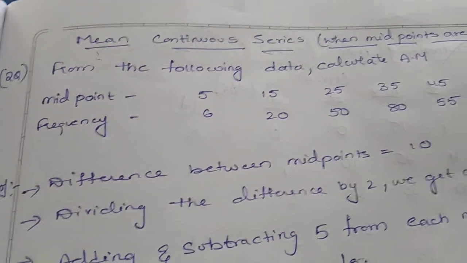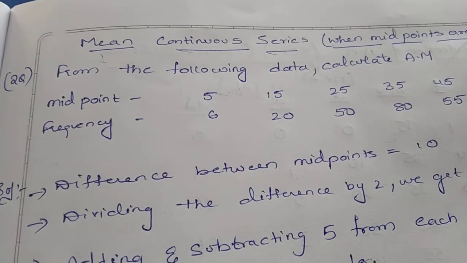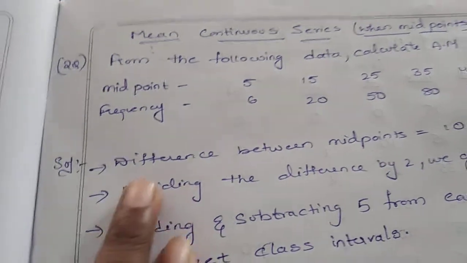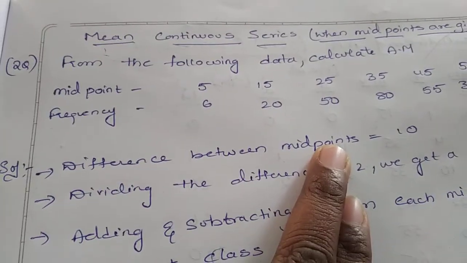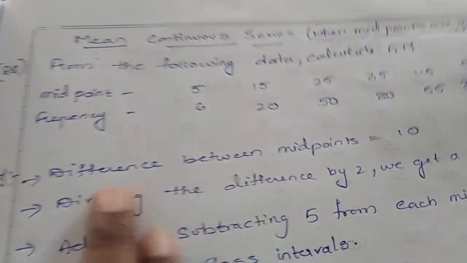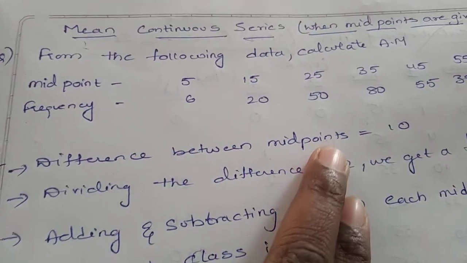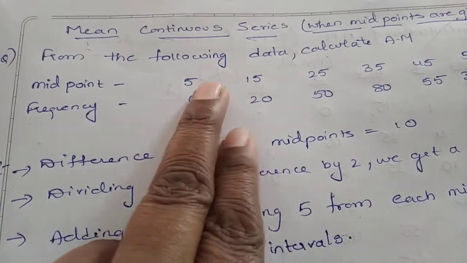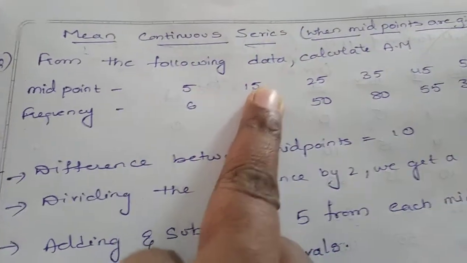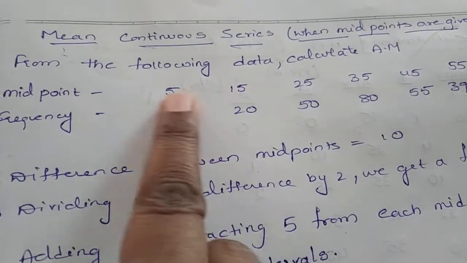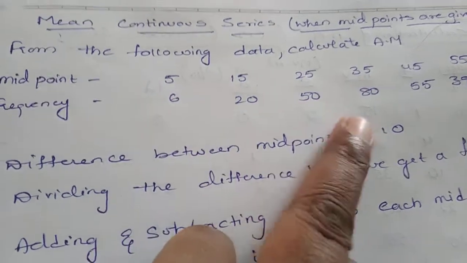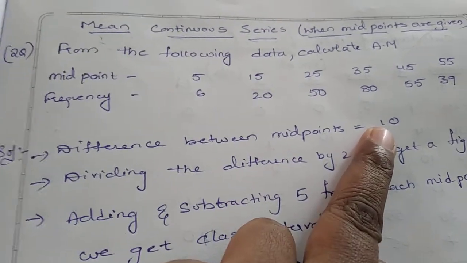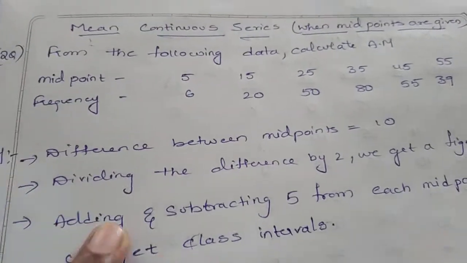Then, to find the class intervals, first you see the difference between midpoints. What do you have to see? The difference between midpoints. Here it is 5 and here it is 15. Between both of them, the difference is how much? 10. So the midpoint difference is 10. First you have to see that.